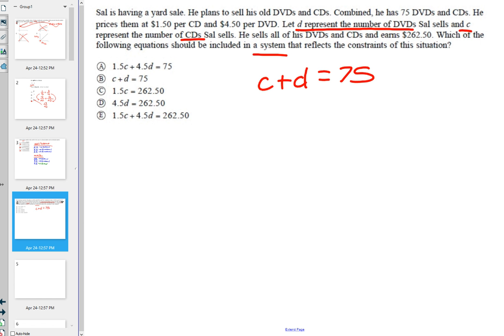The other piece of information they give us is the cost. They give us the cost of each, which is important, and they give us the total amount he made. So how much is he selling CDs for?